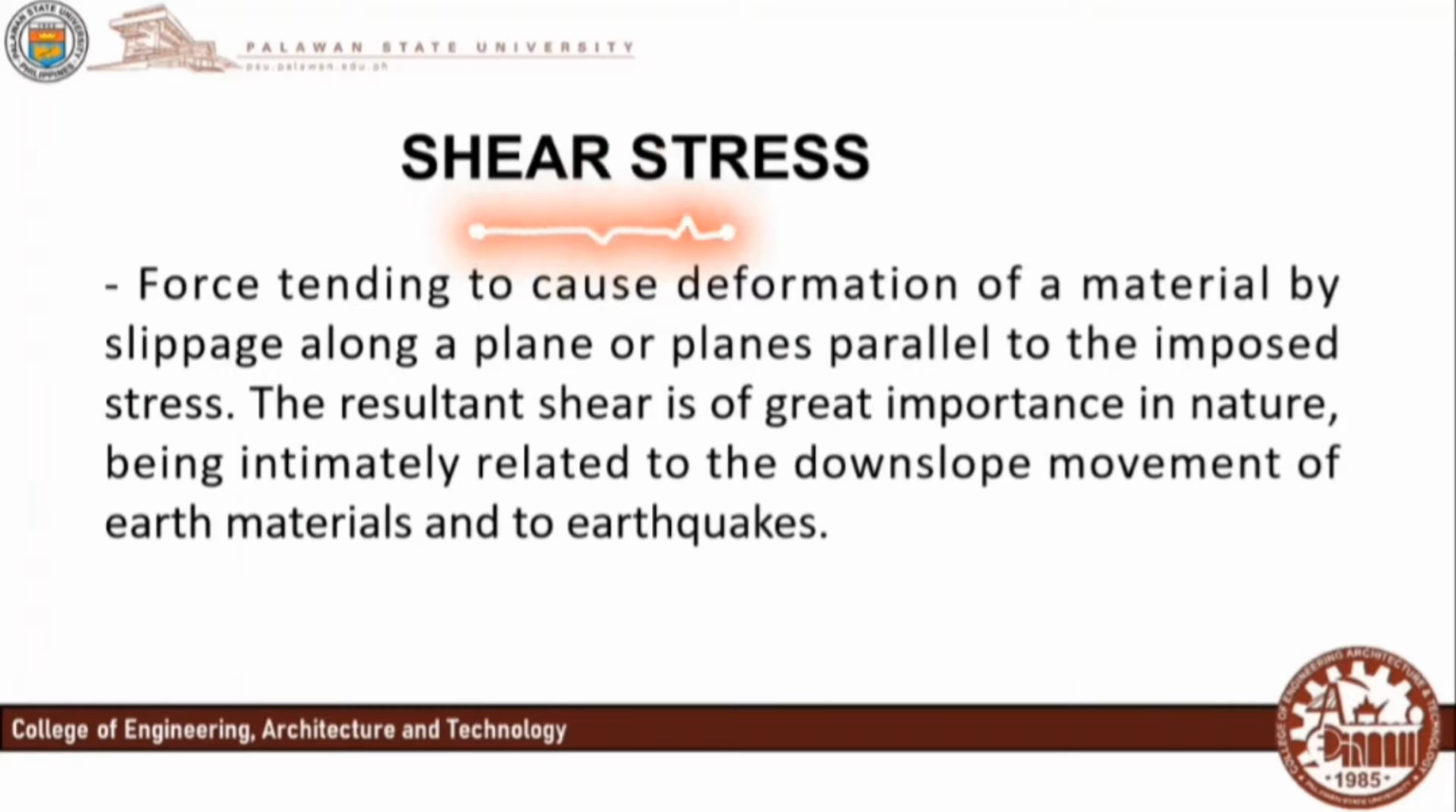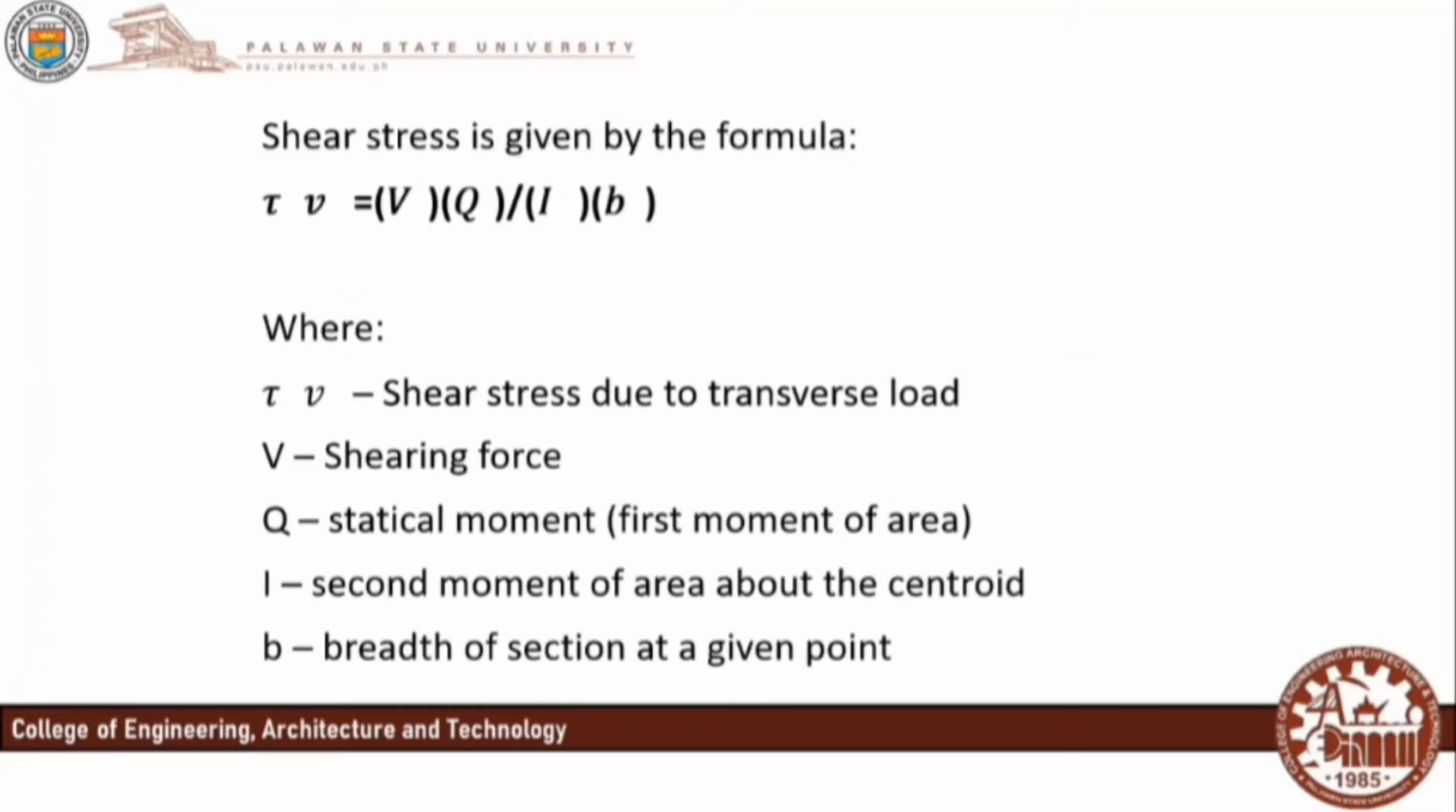First, shear stress. Force tending to cause deformation of a material by slippage along a plane or planes parallel to the imposed stress. The resultant shear is of great importance in nature, being intimately related to the downslope movement of earth materials and to earthquakes. This is the formula for shear stress. Tau V is equal to VQ over IB. V is the shearing force, Q is the statical moment, I is the second moment of area about the centroid, and B is the breadth of section at a given point.